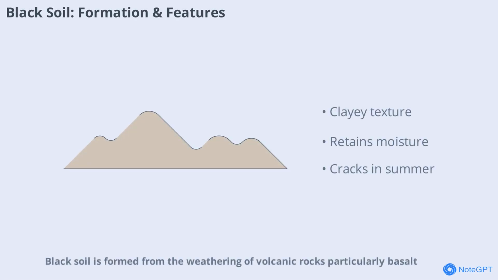Black soil is formed from the weathering of volcanic rocks, particularly basalt. It has a clayey texture, is rich in lime, iron, magnesia, and alumina, but poor in phosphorus, nitrogen, and organic matter. Its moisture-retaining capacity is excellent, making it suitable for dry farming. The soil cracks during summer, improving aeration for plant roots.